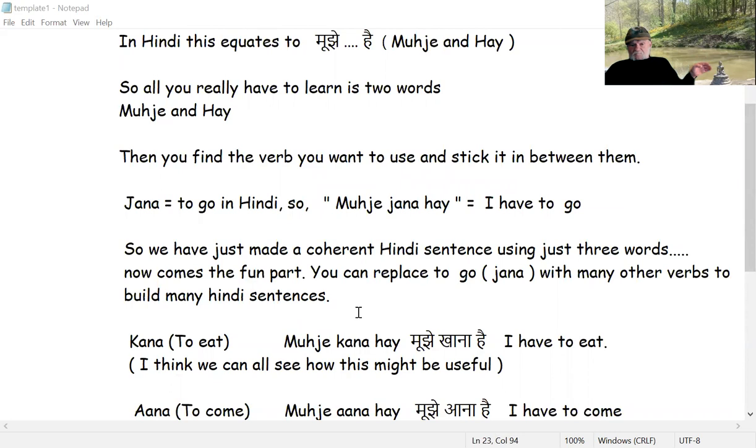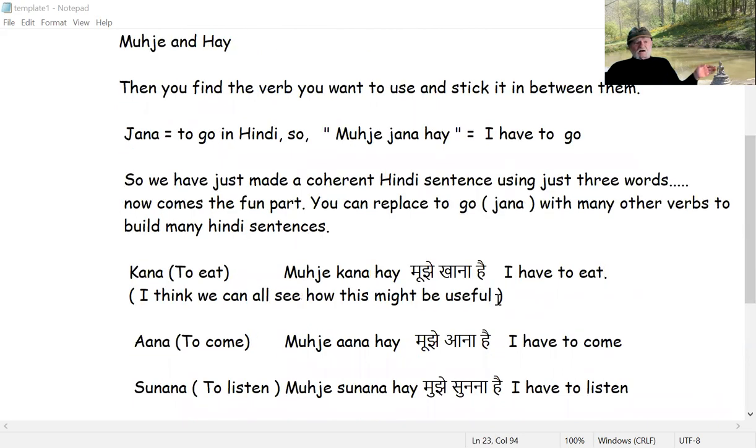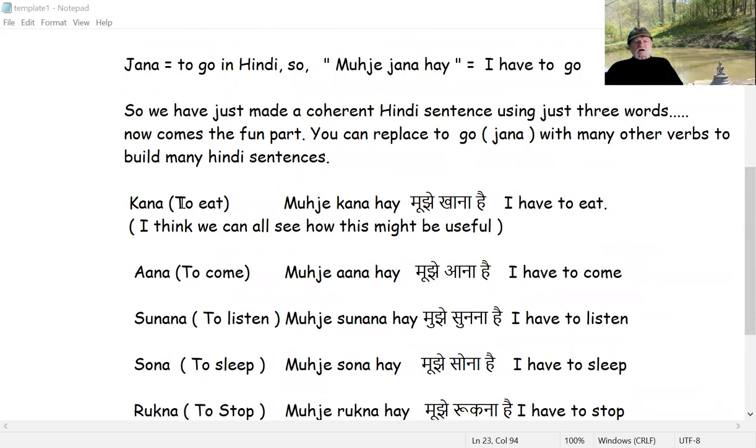Now comes the fun part. You can take jana out of there and you can replace jana with many, many other verbs to build many, many Hindi sentences. It's really kind of easy. So the next word is khana. Now, mujhe khana hai instead of mujhe jana hai. Mujhe khana hai means I have to eat. Here it is in Devanagari and here it is in English. I have to eat. You can even make 2 sentences there. Mujhe jana hai, mujhe khana hai. I have to go, I have to eat.